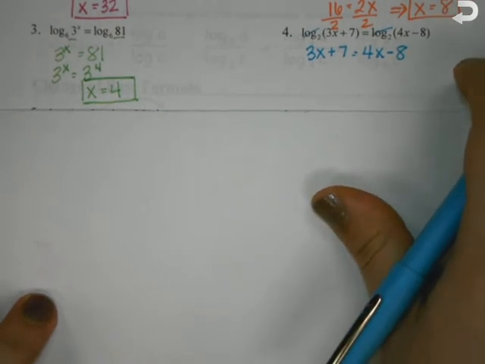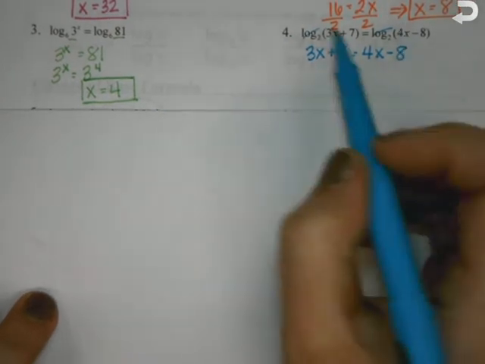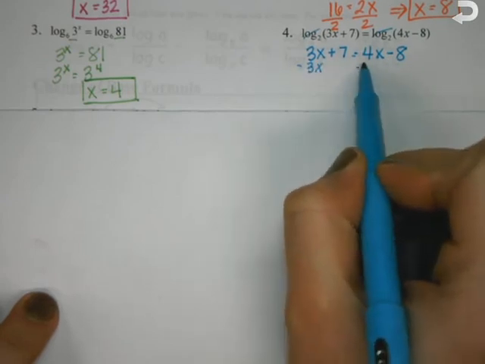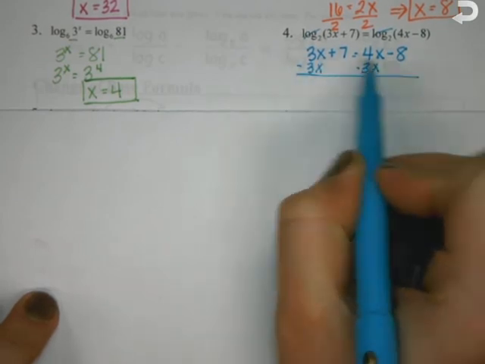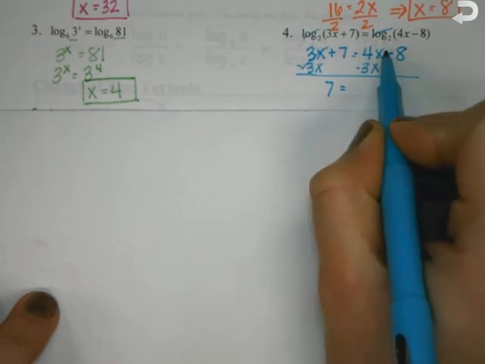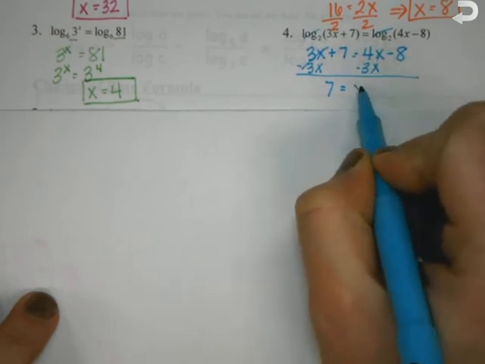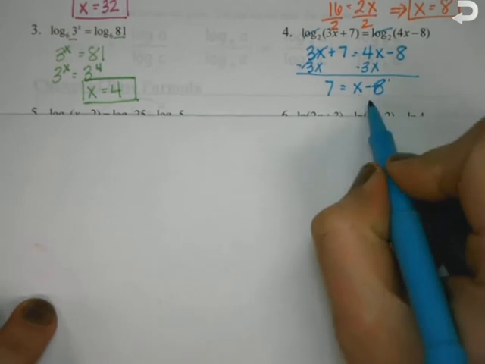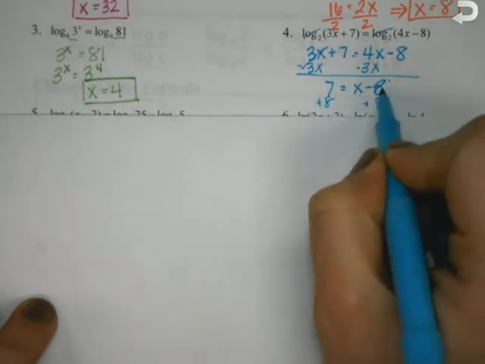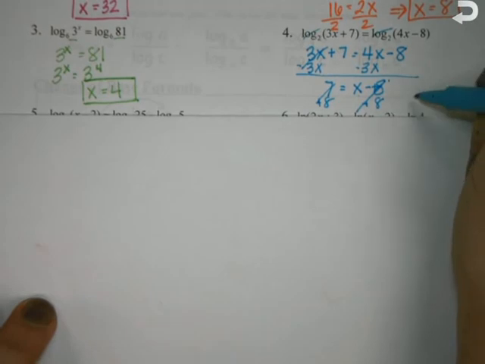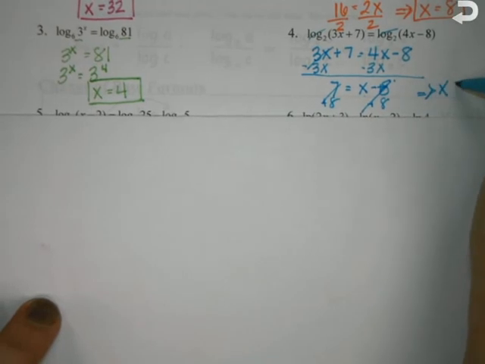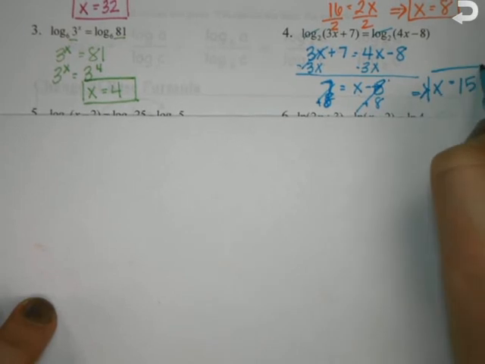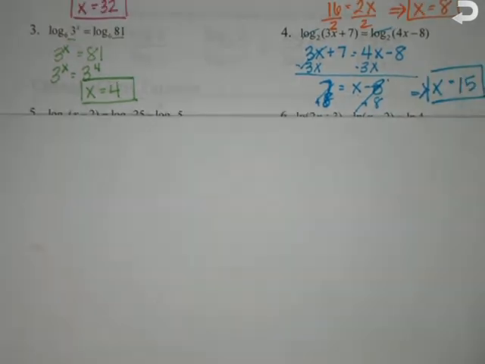I would say get the x's on the right, because when I subtract 3x from both sides, that gives me 7 equals 4x minus 3x is 1x minus 8. So we add 8 to both sides. So x equals 15. I don't know why I crossed it out here. Yeah, x equals 15. Okay?